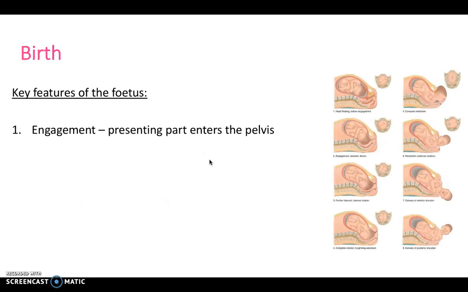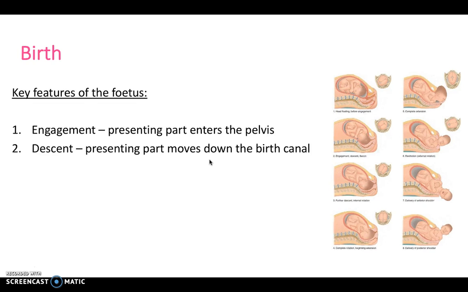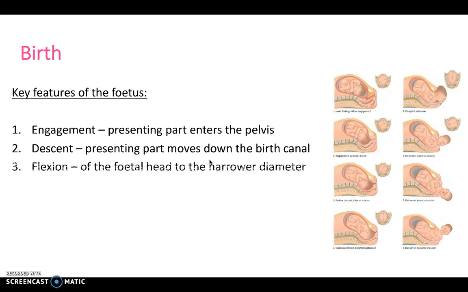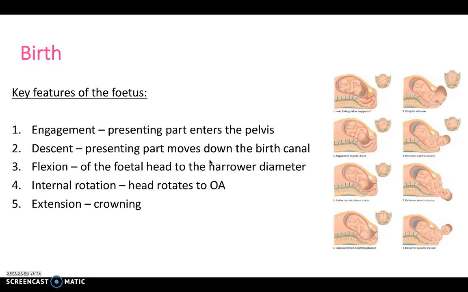With regards to birth itself, there should be key features of the fetus. It should engage, so the presenting part should enter the pelvis. It should descend, so the presenting part should move down the birth canal. There should be flexion of the fetal head to the narrower diameter. There should be internal rotation, so the head should rotate. Then there should be extension, which is what we term crowning. And then there should be external rotation and restitution.